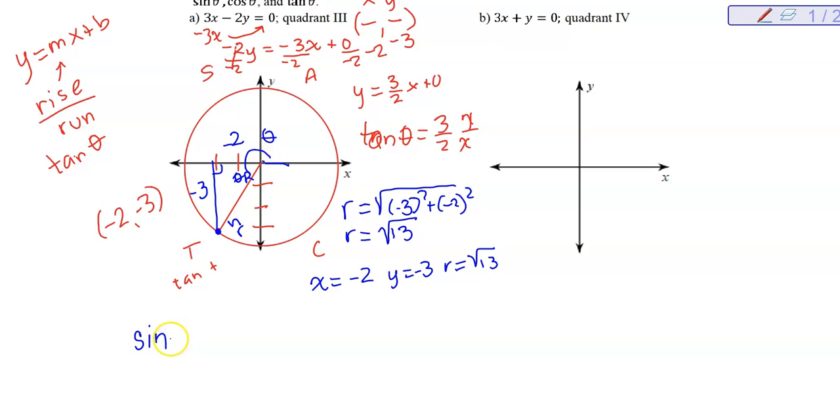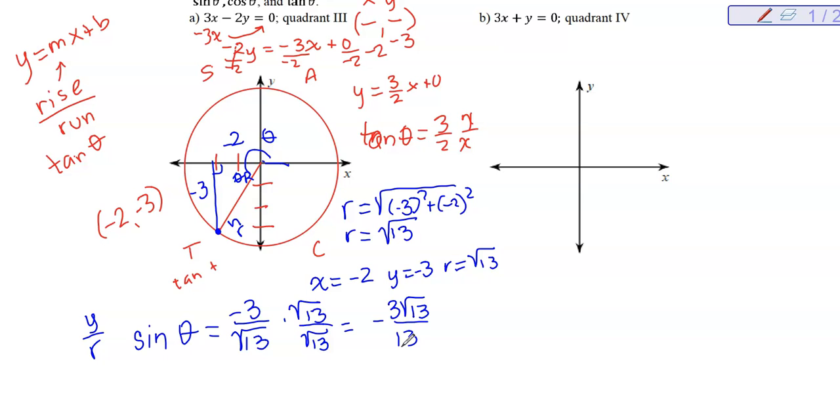So sine of theta. Excuse me. Sine of theta is O over H, right? Opposite over hypotenuse. Or Y over R. Well, I'll just write that over there. Y over R. Okay? So we'll just simplify that. Rationalize your denominator. So sine of theta is negative 3 square root of 13 over 13. And there's your sine.